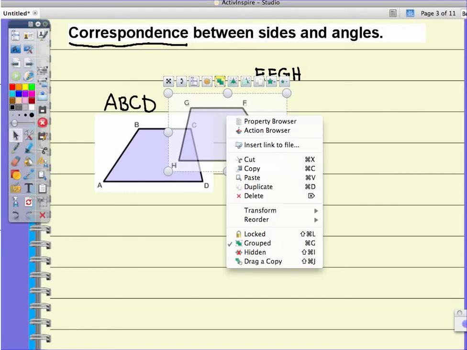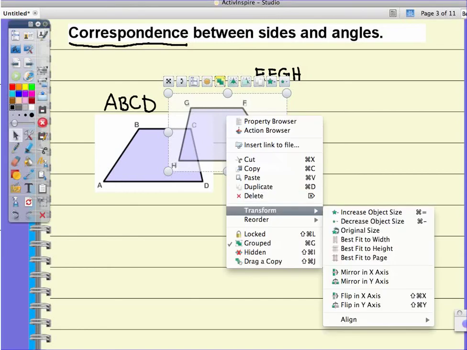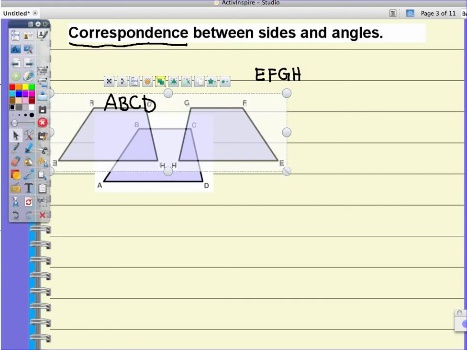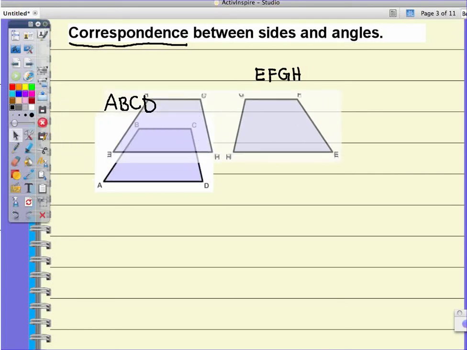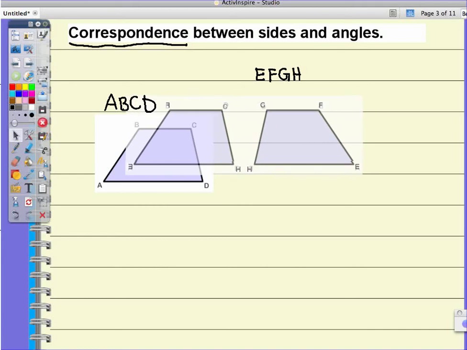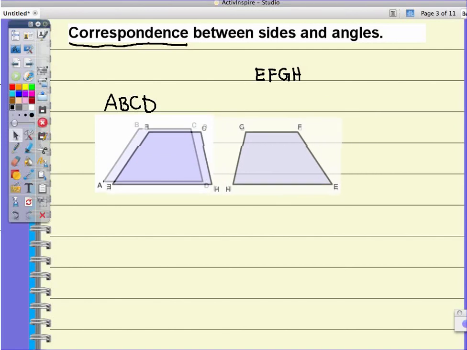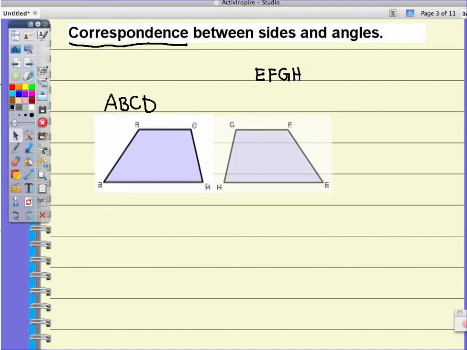So we are actually going to take and flip this trapezoid horizontally, and it actually went ahead and created a second copy, so we don't need both of those copies, but as you can see, it basically mirrored it over the horizontal, and now if we put that one over top, you can see how they line up perfectly. There was our original trapezoid, and when we flipped it, we now have a correspondence.